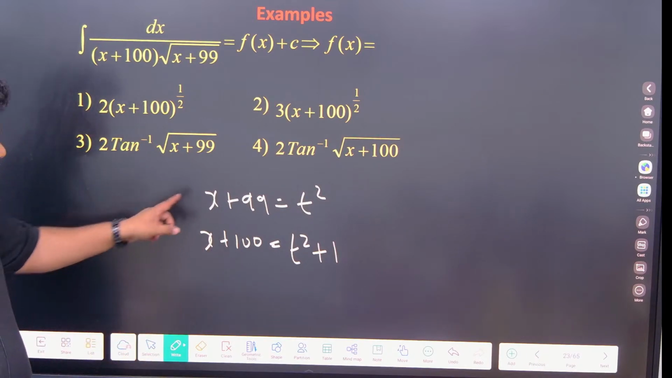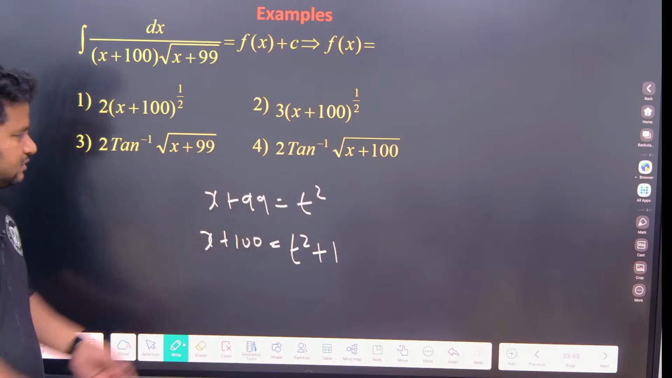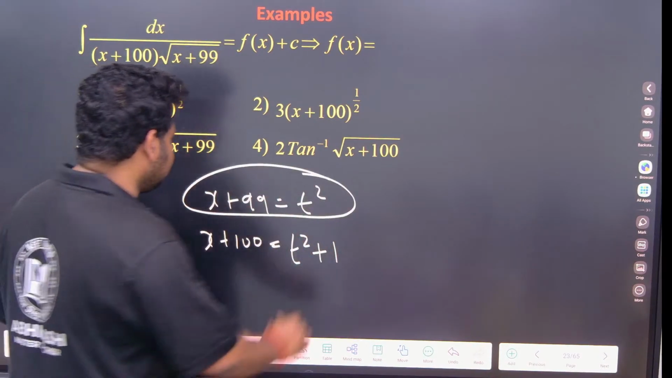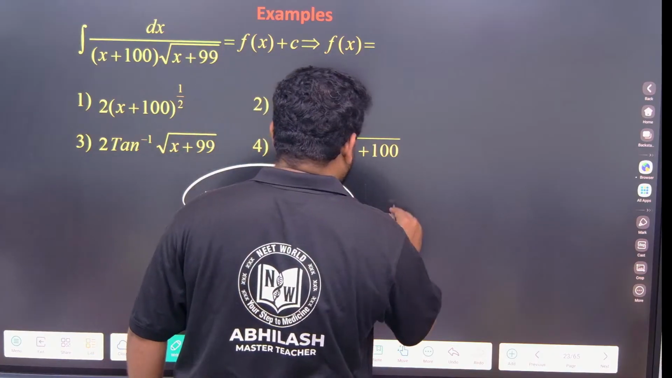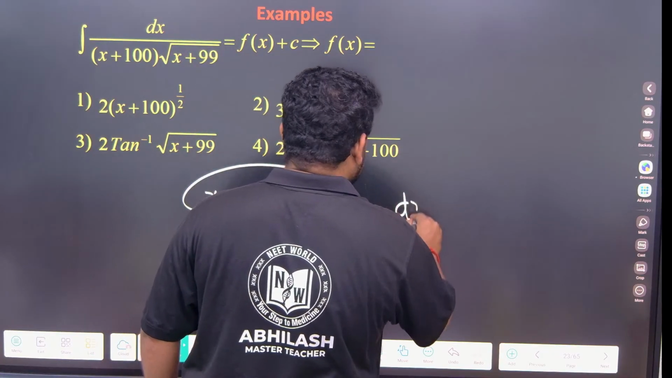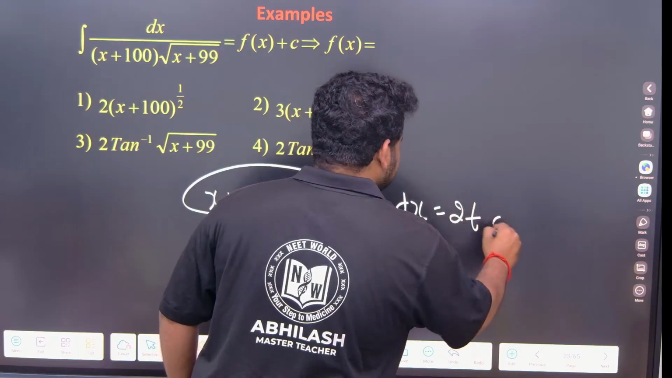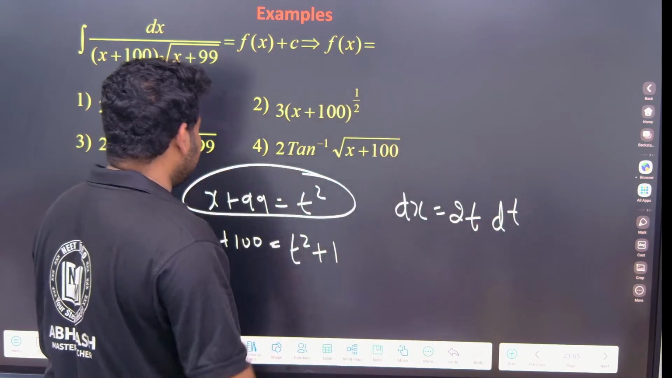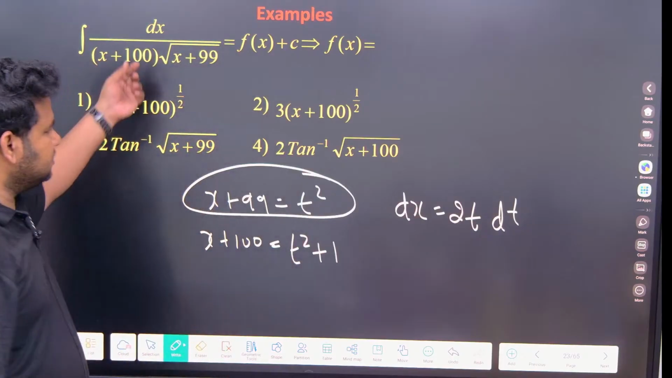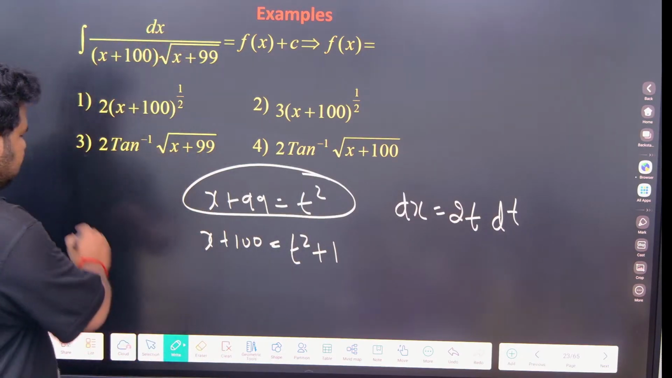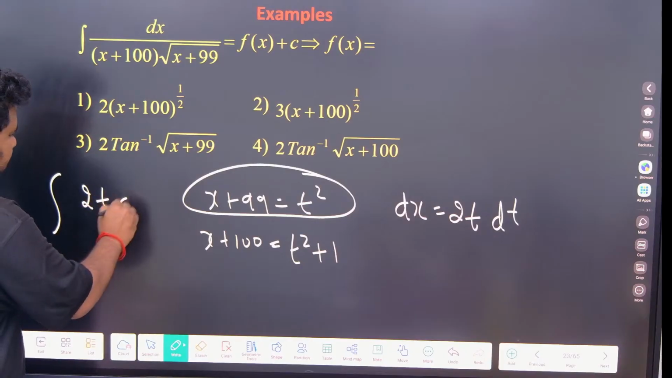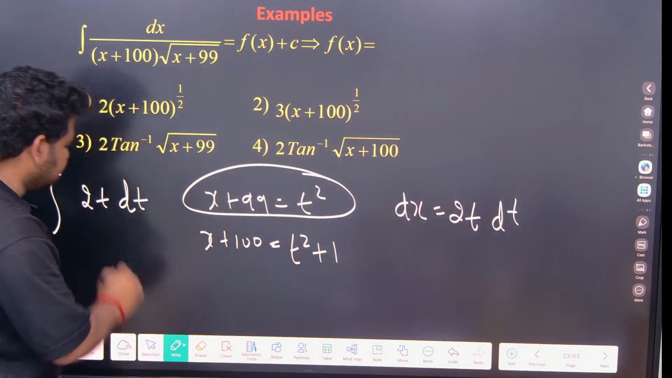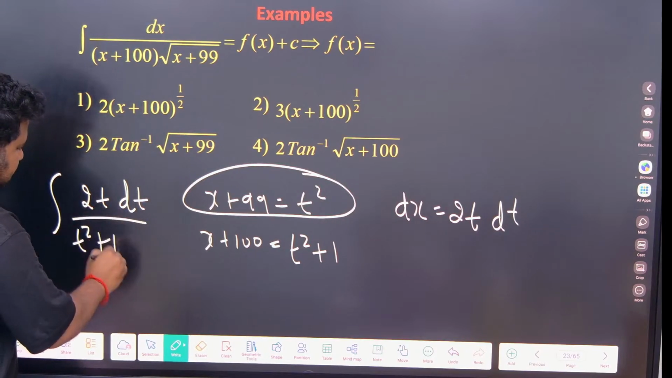Now x plus 99 is equal to t square. This function you differentiate with respect to x on both sides. D by dx of x is 1, or I can write it as dx. This will be 2t into dt. Let us substitute 2t dt instead of dx. X plus 100 is t square plus 1.